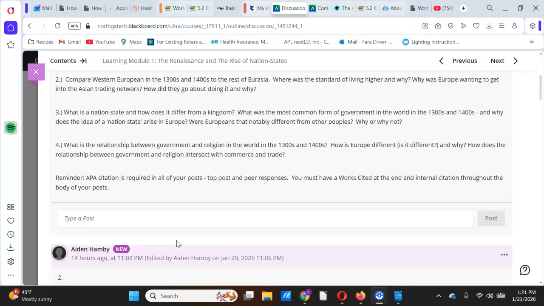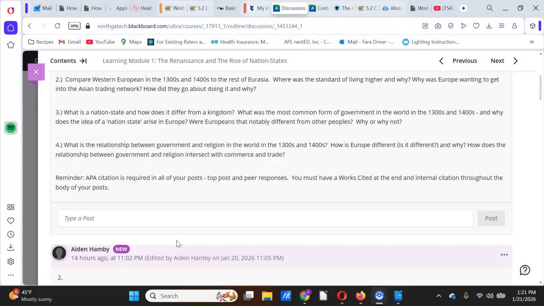Why does the idea of the nation state arise in Europe? A lot of that has to do with the feuding and competition between the various kingdoms and the need for many of these kingdoms, particularly France and Spain, to consolidate their states, to get the people behind them, again, at the expense of other aristocrats.